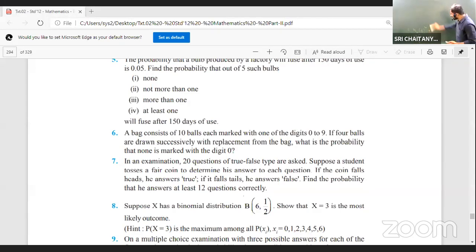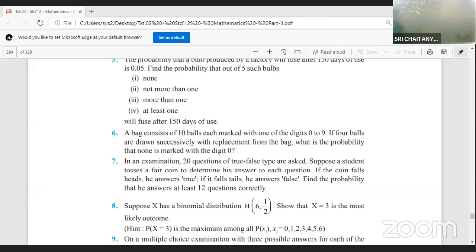And now what has been given to you? He asked you to show that P(X = 3) has the maximum value. That means, first of all, you should know, he has given you B(n, p) is equal to the binomial distribution of (6, 1 by 2). n is equal to 6, p is equal to 1 by 2, q is equal to 1 minus p, which is 1 by 2 again.